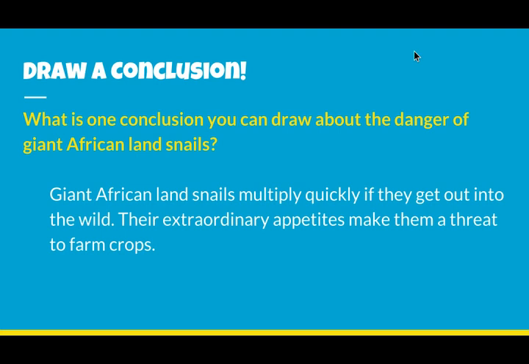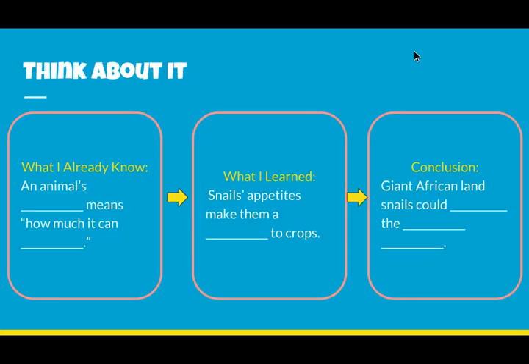Giant African land snails multiply quickly if they get out into the wild. Their extraordinary appetites make them a threat to farm crops. So let's think about it. In the first box, what I already know. Well, an animal's appetite means how much it can eat. In the second box, what I learned, snails' appetites make them a threat to crops. And my conclusion, the last box, giant African land snails could threaten the food supply. I'm going to say that one more time. Conclusion, giant African land snails could threaten the food supply.